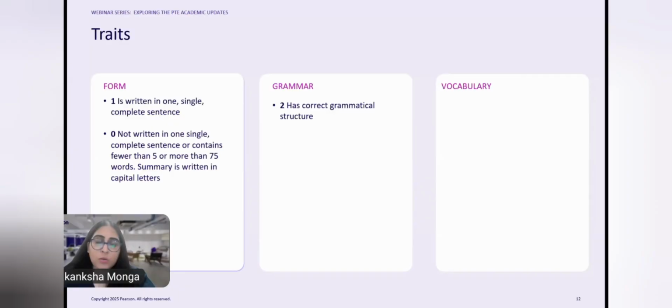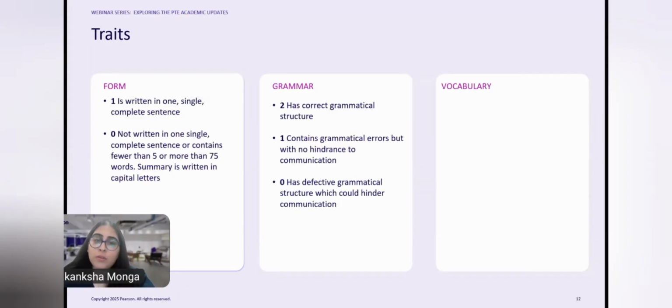Grammar is scored on a scale of 0 to 2. So here that means 0 means there is incorrect grammatical structure, which is not clear. So the communication is not clear or understandable. 1 means that there are some grammatical errors, but overall it is still possible to understand what the sentence is. And 2 means that the correct grammatical structures have been used.